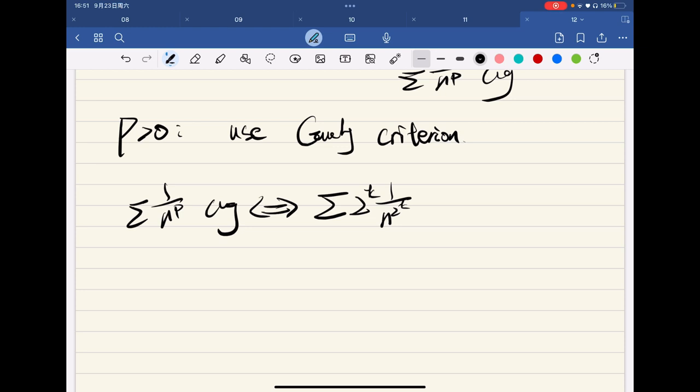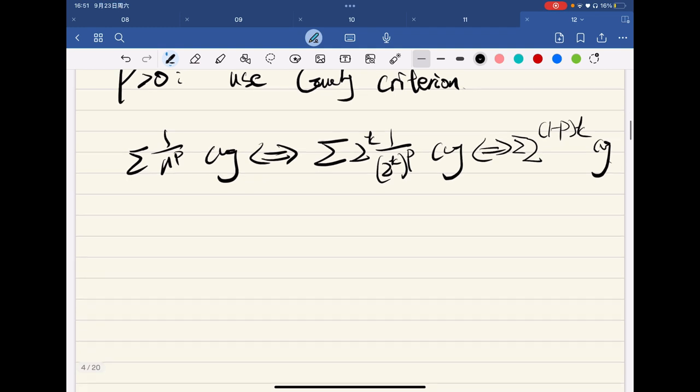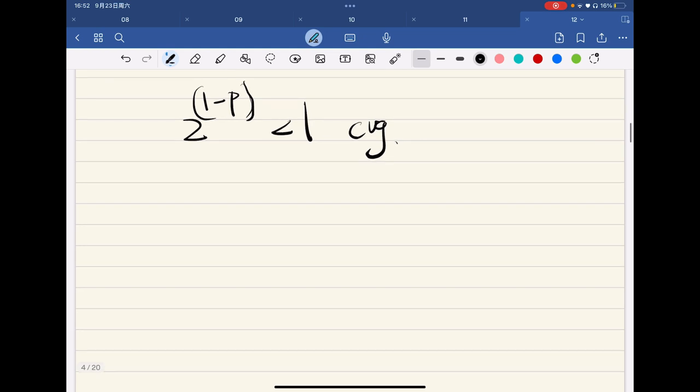So, focus on this: 2 to the 1 minus p. If it's less than 1, then it converges, right, because it's a geometric series. If 2 to the 1 minus p is greater than or equal to 1, then we know that p is less than or equal to 1. Right? It diverges, because for a geometric series, we just talk about the geometric, because our series is 1 over 2 to the p to the k, so we're good.